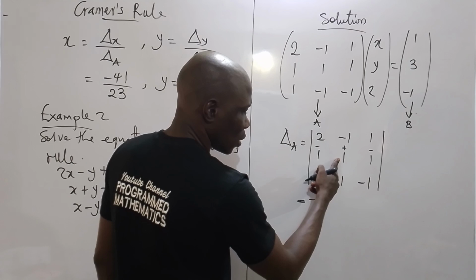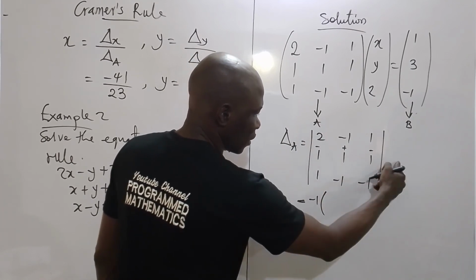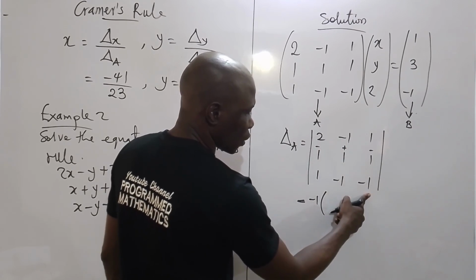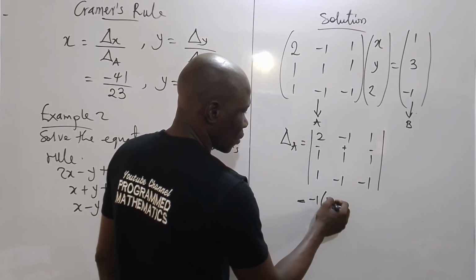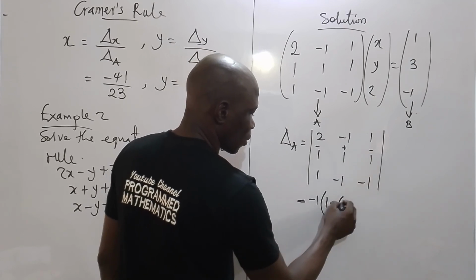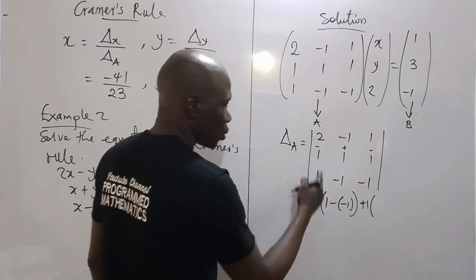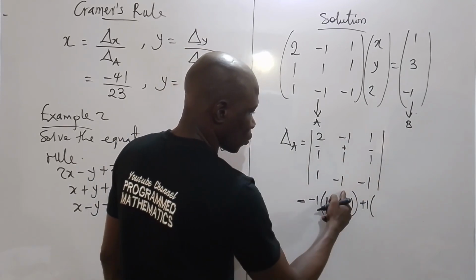So 1, we have this and this deleted. So minus 1, 1, minus 1, 1. Minus 1 times minus 1 is 1. Minus 1 times minus 1 is minus 1. Okay, then plus 1 into, delete the row and the column 2.